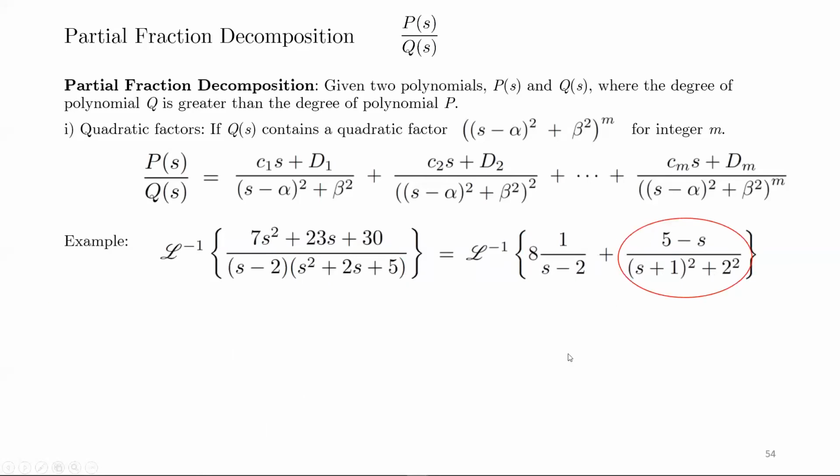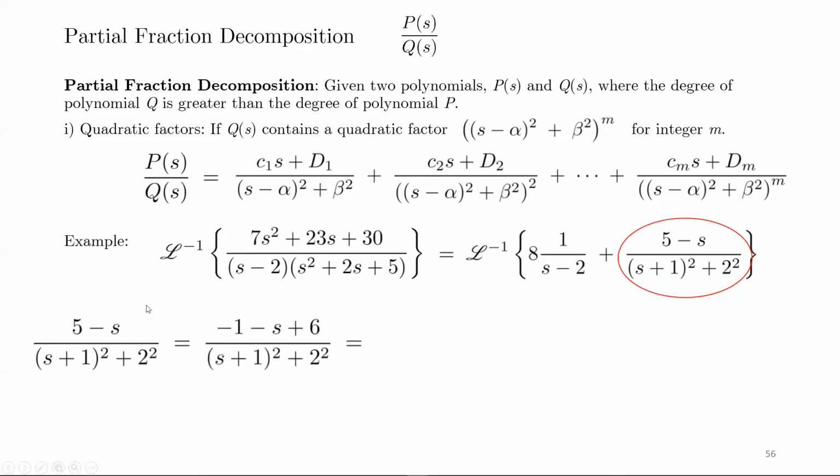So let's try and find the inverse Laplace transform of this thing. The way I'm going to do that is I'm firstly going to simplify this a little bit. What am I going to do? I'm going to write the number 5 as negative 1 plus 6. So I've done nothing here apart from rewrite 5. The numerator is still the same at 5 minus s. This is 6 minus 1 minus s. It's still 5 minus s. I've just rewritten it in a funny way.